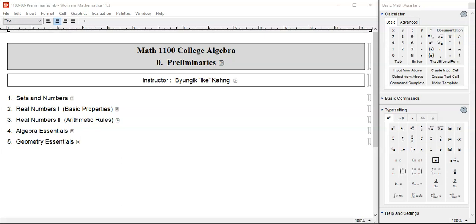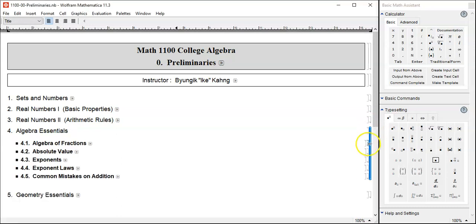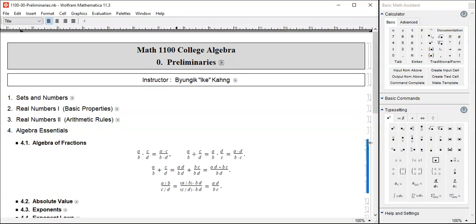Hello students, welcome back. Now let's go to section 4, Algebra Essentials. Here's a summary on algebra of fractions.